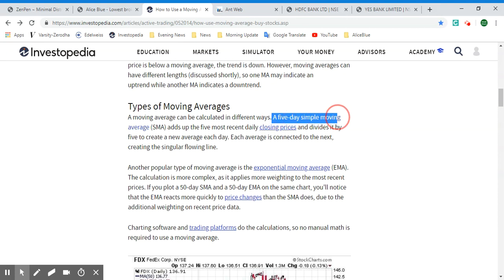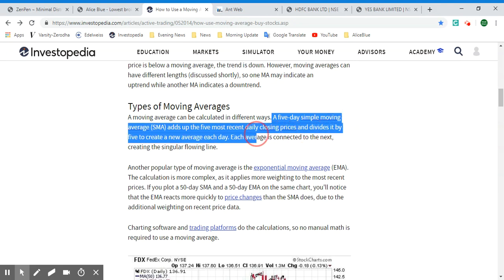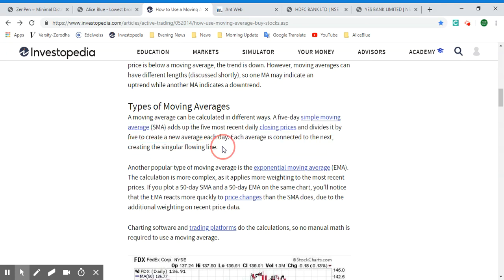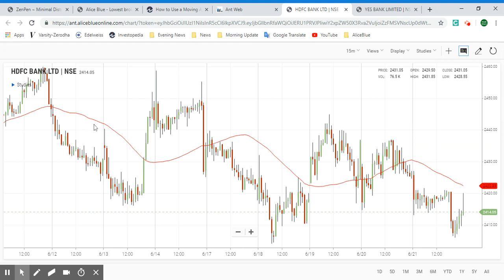A 5-day simple moving average, as we have already seen, adds up the 5 most recent daily closing prices and divides it by 5 to create a new average each day, or basically each period. Each average is connected to the next and creates a singular flowing line. This specific point here, as you can see, is an average of the last 50 periods. Since this is the 50 period moving average, the last 50 periods average is right here.